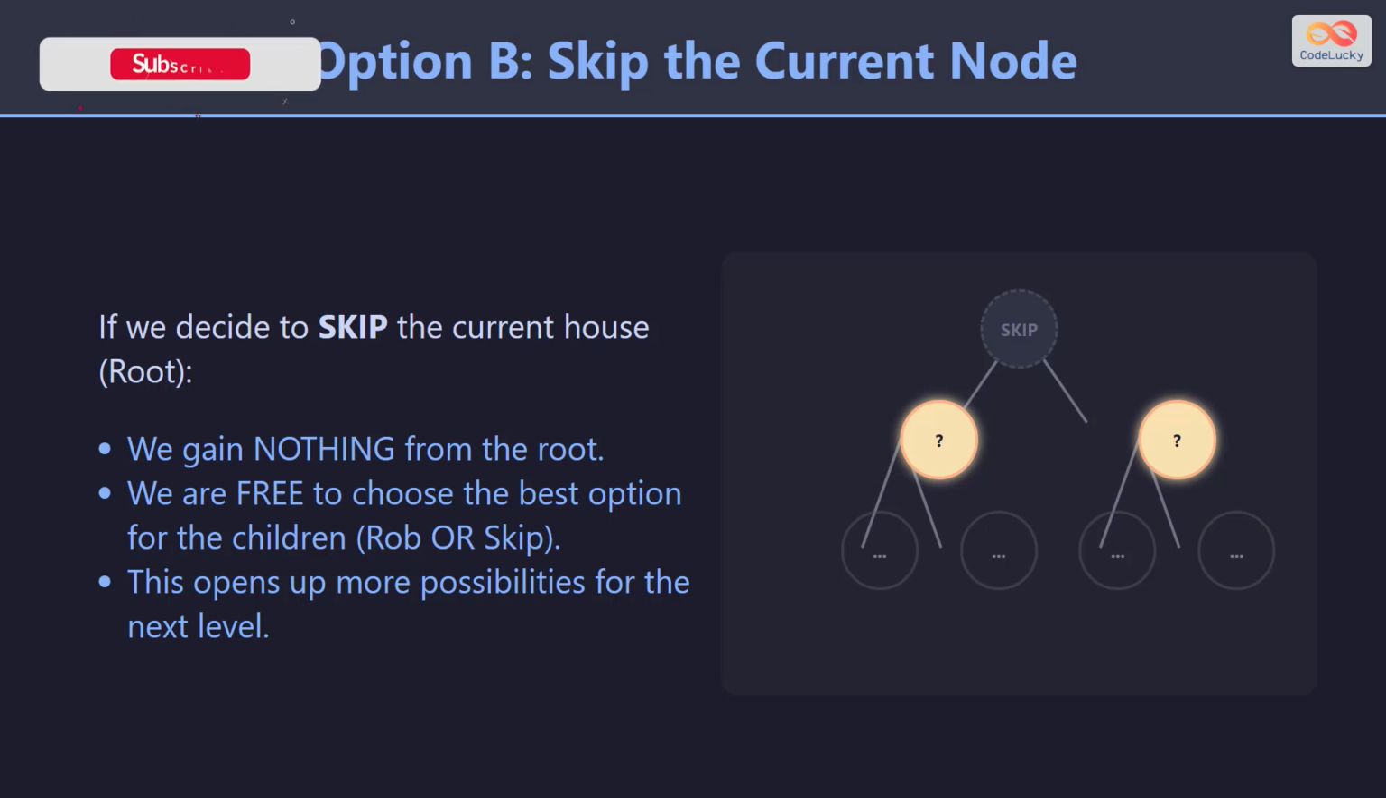The second choice is to skip the current house. If we don't rob it, we don't get its money, but this opens up options. We are now free to either rob or skip the immediate children, depending on which option yields more money for that specific subtree.